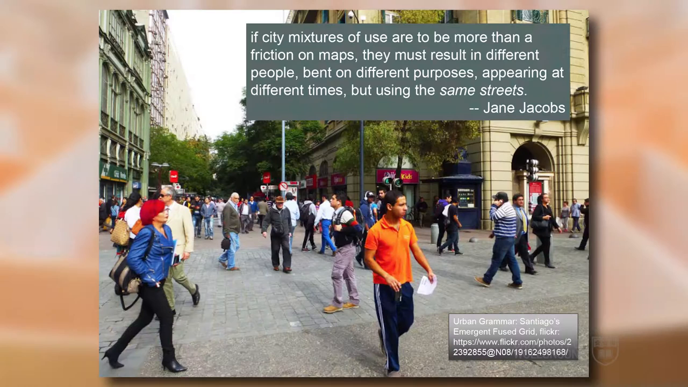And the consequence is this. This is a part of Santiago that's been designed according to this principle. Jane Jacobs says about this principle, if the design mixtures that we use are to be more than a friction on maps, what they need is different people doing different things, appearing at different times on the same streets. I think that's a beautiful way to think about curriculum.